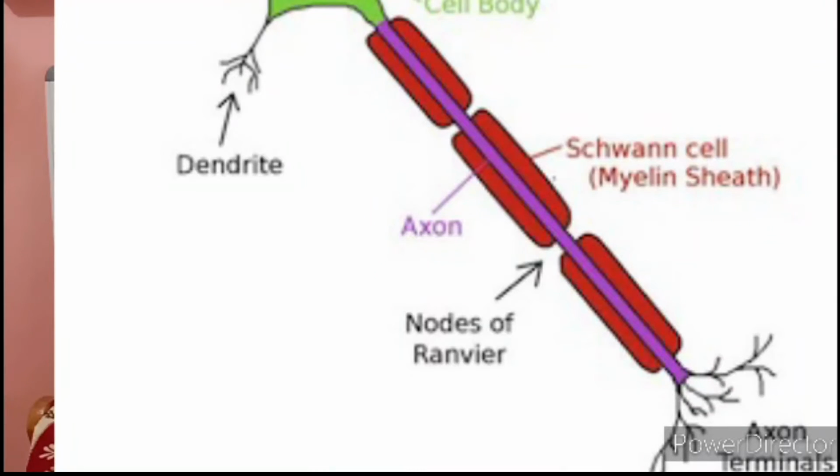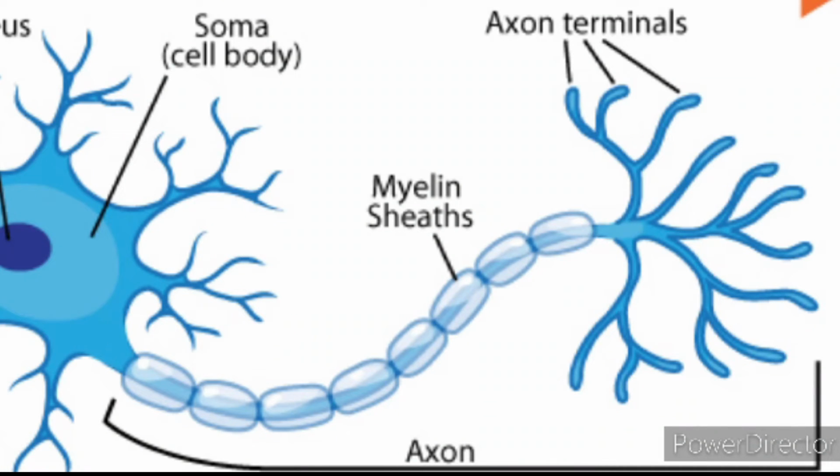These constrictions in the myelin sheath are known as the nodes of Ranvier. They are the gaps in between along the axon. Then as you go down, you can see that the axon is further branched out.